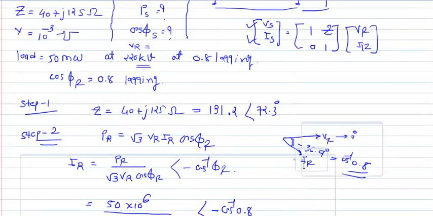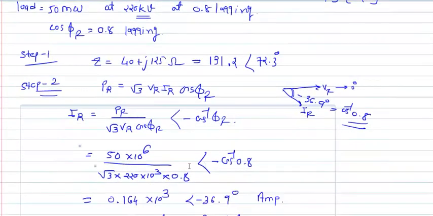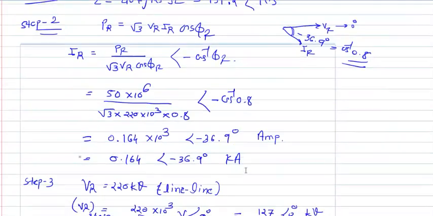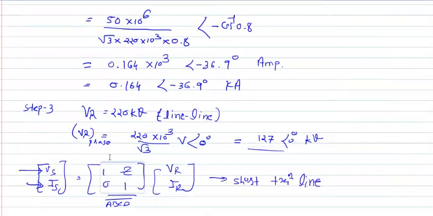From that I have calculated IR, and we always consider the receiving end voltage as the reference, so I can calculate the angle of IR also. This is the cos inverse. So we got 0.164 kiloampere at an angle of minus 36.9. Now VR is the reference, 220 kV, but 220 kV is the line to line value, so we need to convert it into the phase value. So the phase value is 127 at an angle of 0 kilovolt.